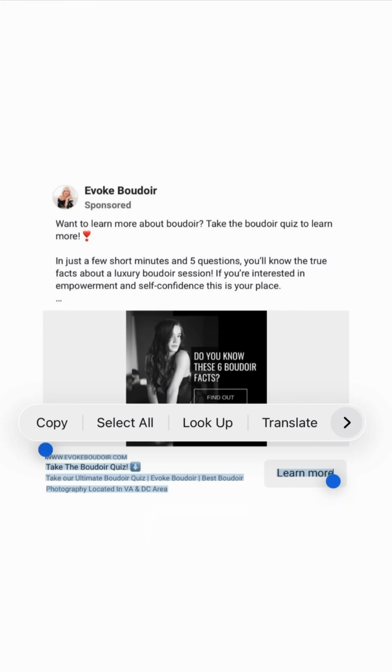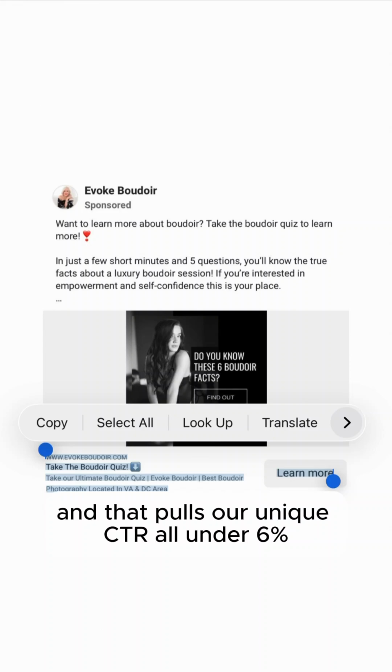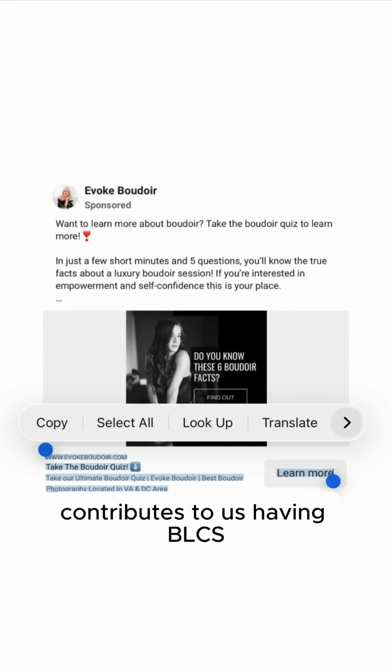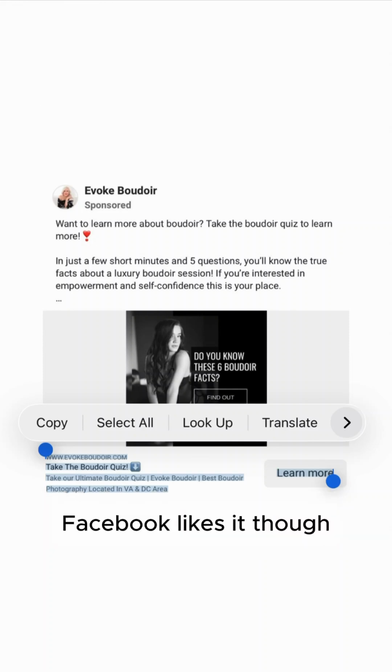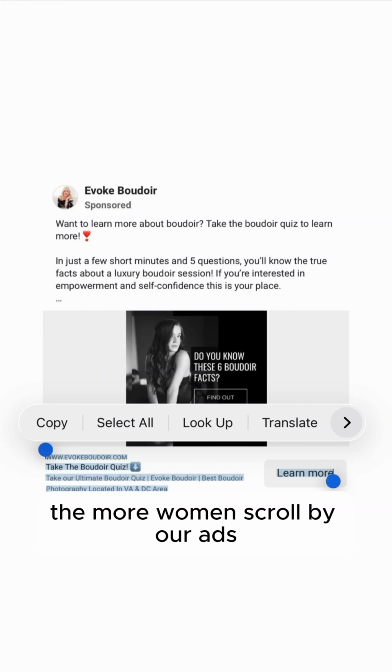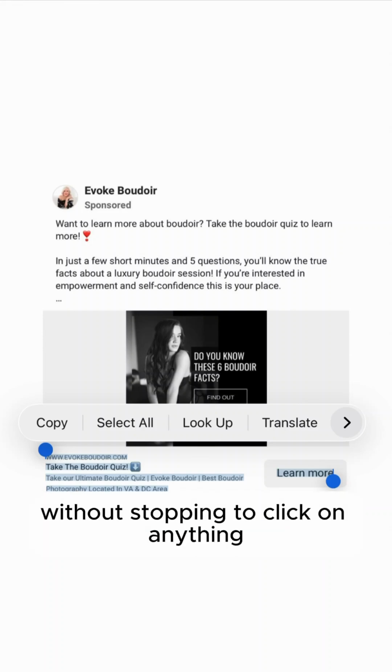And that pulls our unique CTR all under 6%. And it actually contributes to us having BLCS, Boudoir low click syndrome. Facebook likes it though, because Facebook can serve more ads per unit time the more women scroll by our ads without stopping to click on anything.